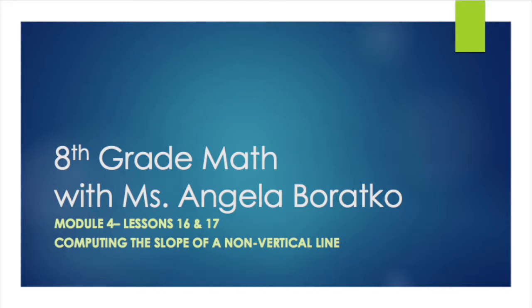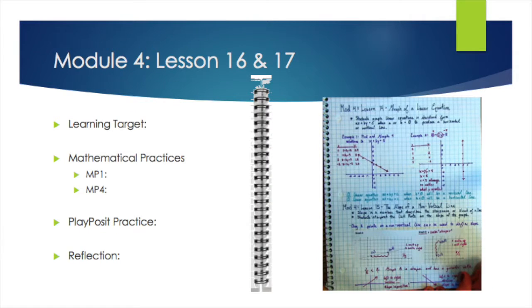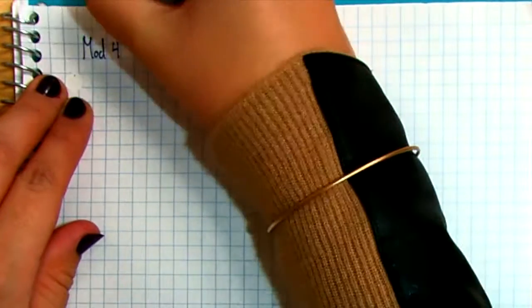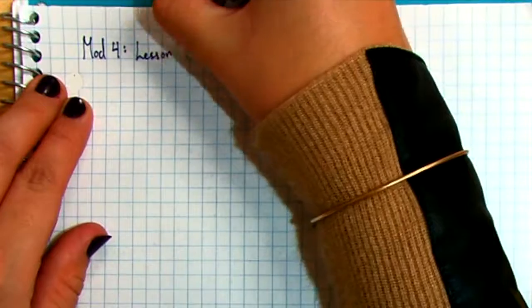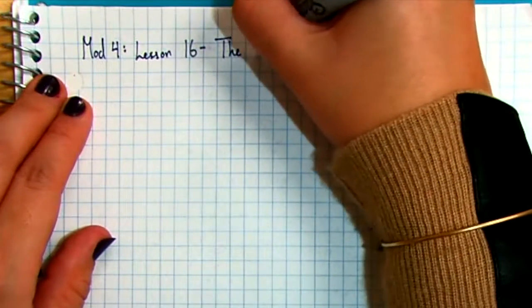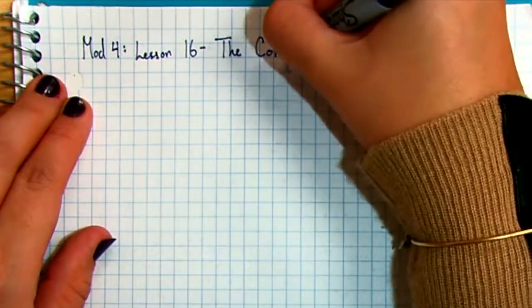Hi everyone, today we're looking at Module 4, Lessons 16 and 17, and we're going to start computing the slope for non-vertical lines. So as you know, slope determines the angle or the steepness of a linear equation.